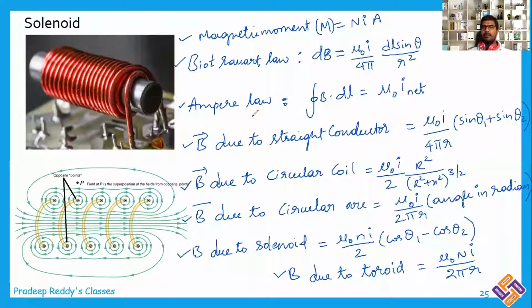So with this, part 1 of moving charges and magnetism is completed. Like, one concept is completed. First part is completed: magnetic field produced due to current carrying conductors. That part is completed with this particular session. Now in this video session, we are going to learn force acting on the charged particle in external magnetic field.